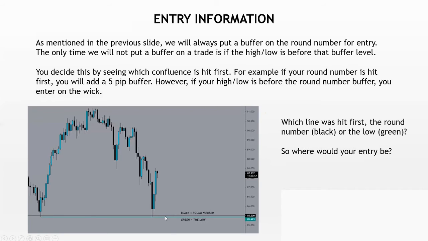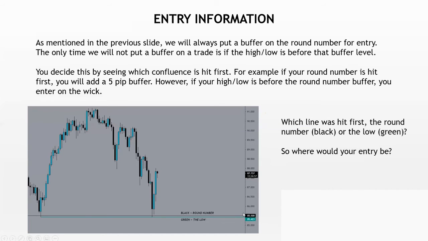So Lars, you can even color code it this way. If the green line is the first thing to be hit, and in fact, guys, this is what we'll do with the strategy. You want to mark your previous low or high with a green line, okay? You want to mark your round number with a black line, okay? Easy as that. If your black line is going to be hit first, you will require a 5 pip buffer.